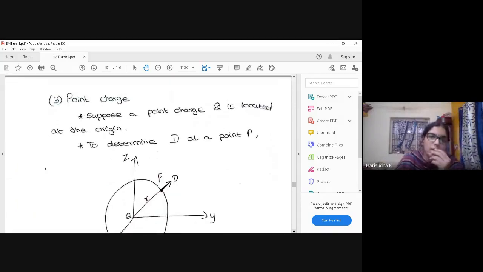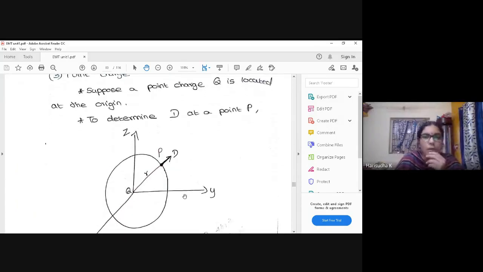The third application is for a point charge. Okay, so I have taken a point charge. Point charge means it's not continuous, just a point. I have chosen the point P in space. Now I have to determine what is the electric flux density at this point P. Somewhere in space I have kept a point P. I have to define what is my electric flux density D passing through the point P. I have assumed the radius as r.